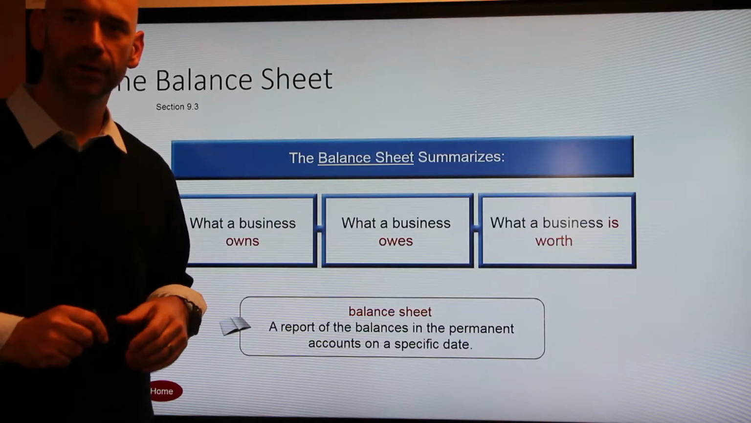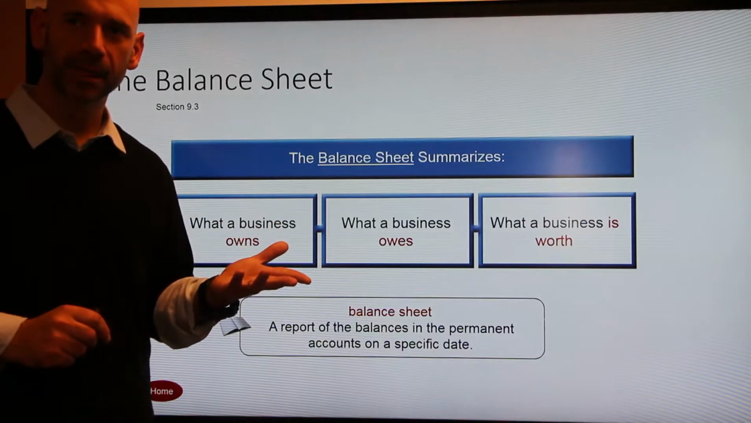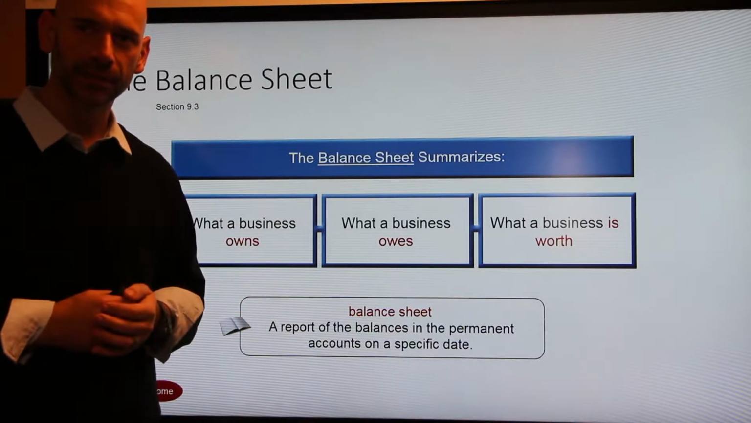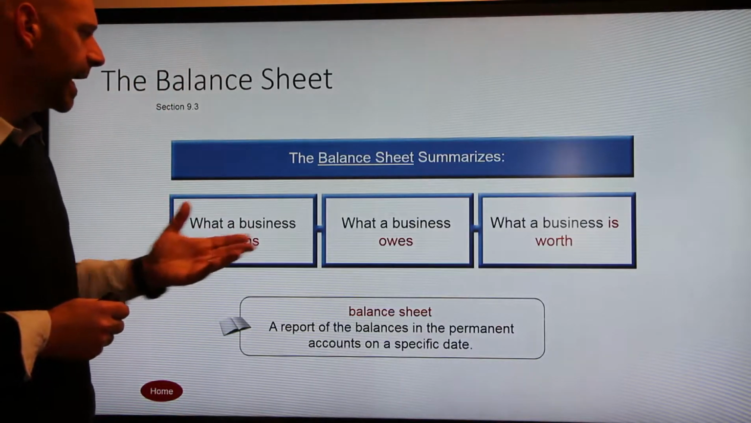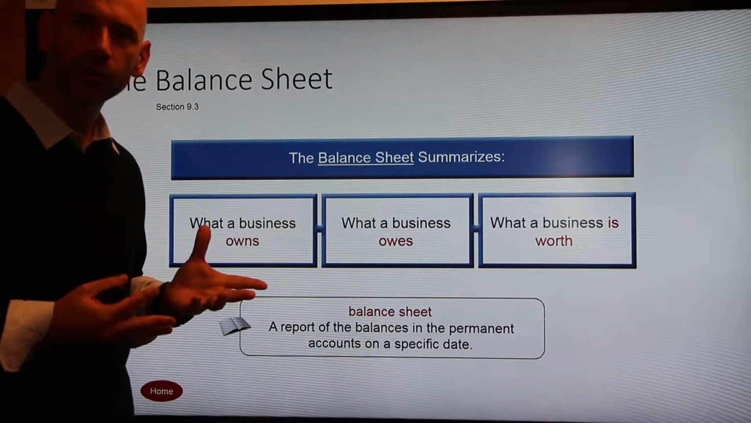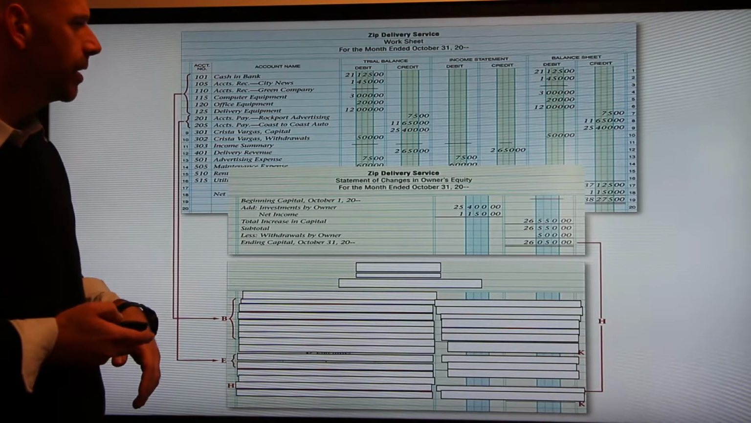You would actually include those elsewhere. Your expenses and your revenues would show up on the income statement, and withdrawals would show up on the owner's equity statement that we just did. So let's get into it. Obviously, what the business owns, which are the assets, what the business owes, which are your liabilities, and what the business is worth, which is your owner's capital. So here's what it looks like.